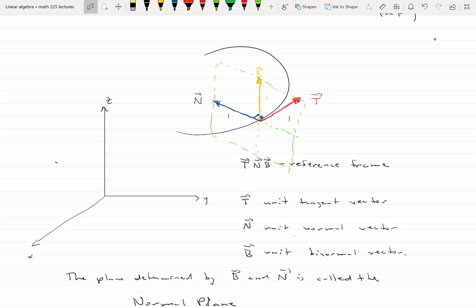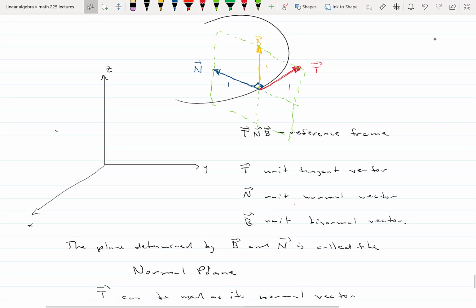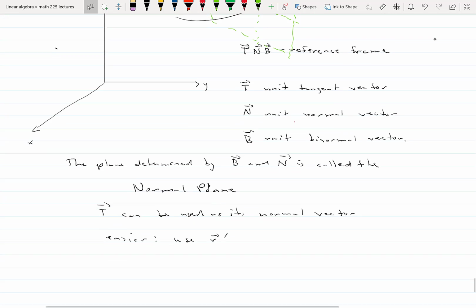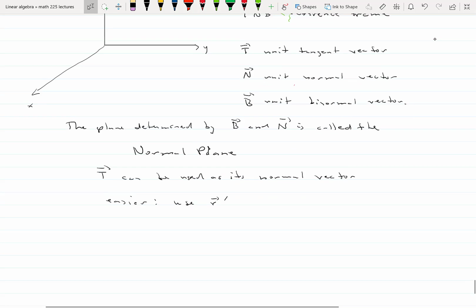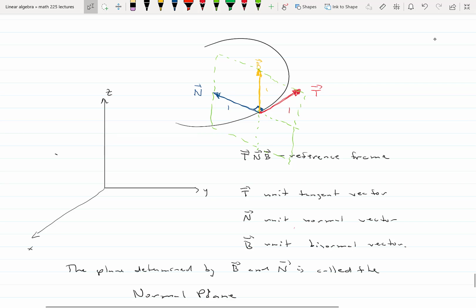I'm bringing this up to save you a little time on your homework, because you're going to be looking at normal planes and one other plane associated with the reference frame, TNB. So there's another plane that's associated with this triad TNB. It's the plane determined by T and N.